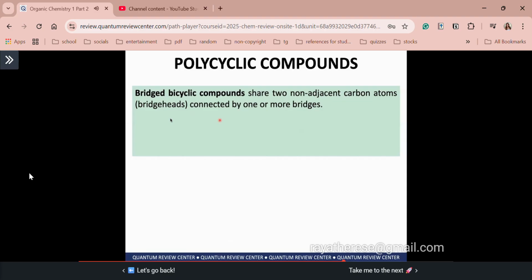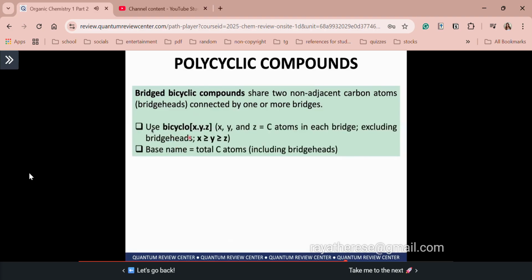Class, don't be overwhelmed: the structures of bridged bicyclic compounds are complex. This is the most complex among the three polycyclic compounds because we have a bridge, a third ring, so relatively the structure is 3D. For nomenclature, we use the same technique, but instead of using 0 for the last number, we use z. We use bicyclo[x.y.z], where x, y and z are the C atoms in each bridge, and we exclude the bridgeheads again.